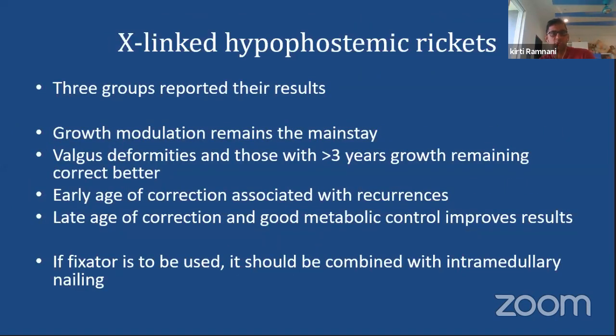There were 3 groups which reported their results on X-linked hypophosphatemic rickets, and here tension band plating or reversible epiphysiodesis remains the mainstay of the treatment. They said the valgus deformities and the children with more than 3 years of growth remaining corrected better. But the problem is if you correct these kids at an earlier age, you should be ready for the recurrence and you should explain it to the patient. So early age of correction was associated with recurrences, and late age of correction and good metabolic control improved the results.